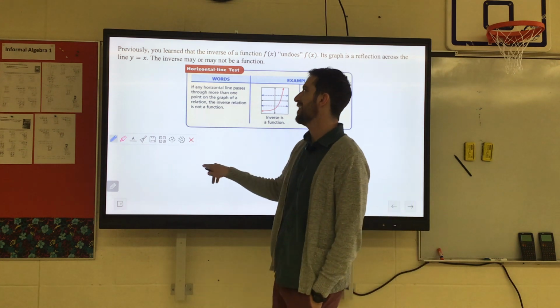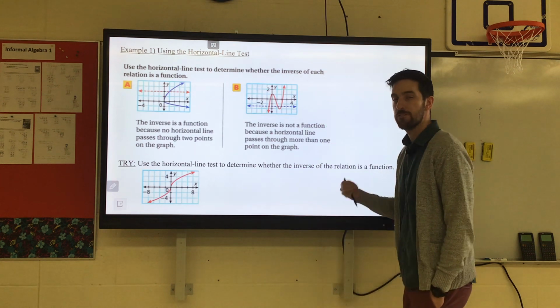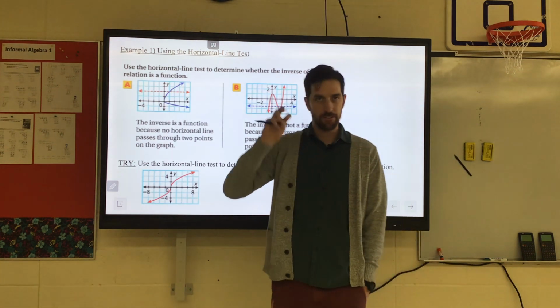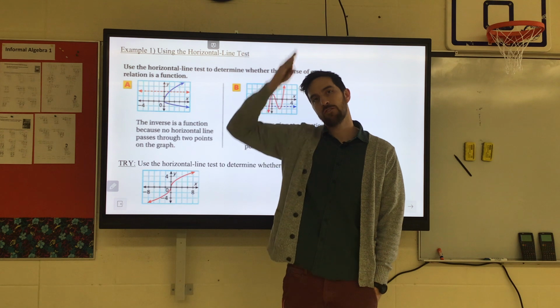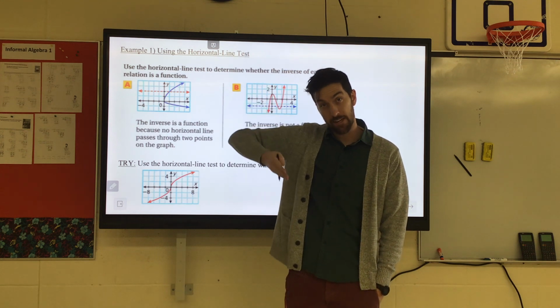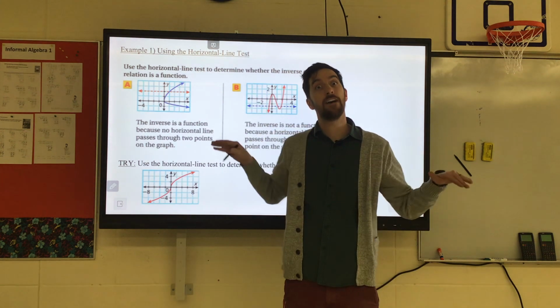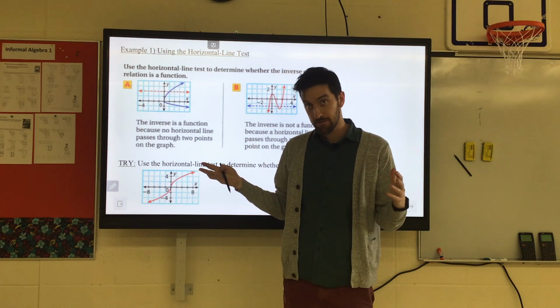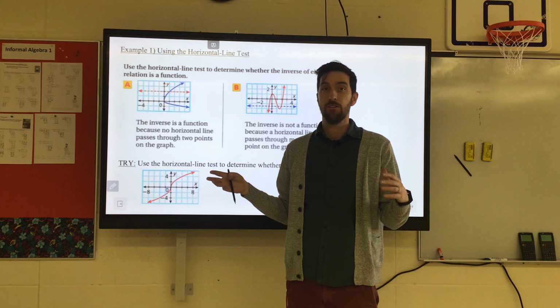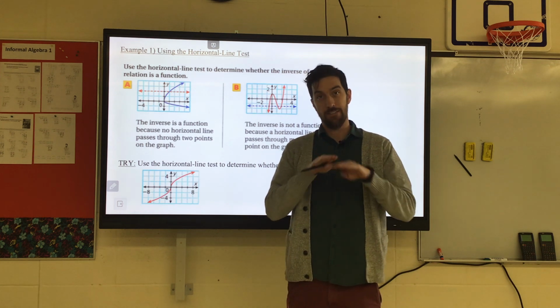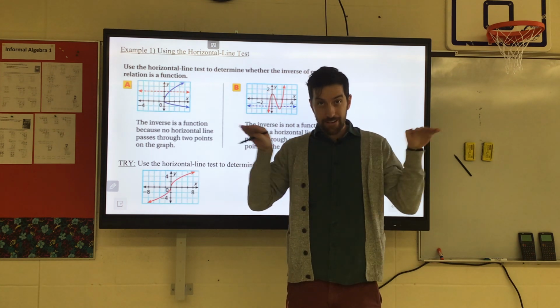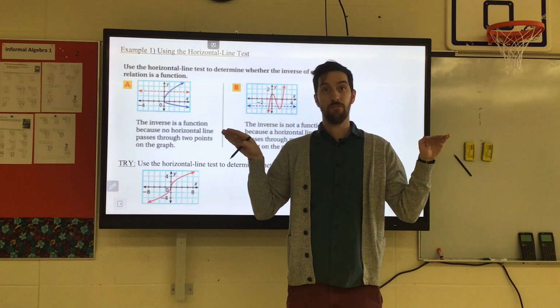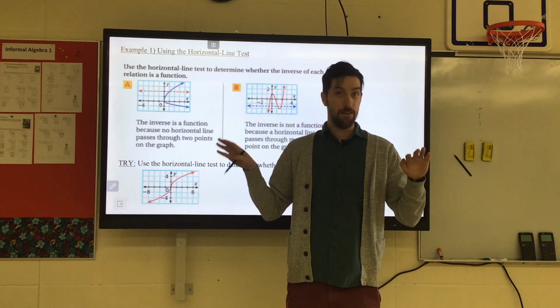Now something you did in Algebra 1 to see if something was a function was called the vertical line test. If you could draw a vertical line and it hits your graph more than once, then it's not a function. So if we're testing whether the inverse would be a function, we could do what's called the horizontal line test. If a flat line ever crosses it more than once, then the inverse would not be a function.